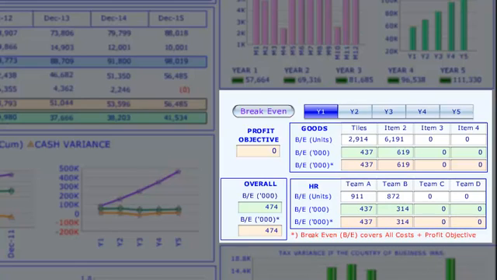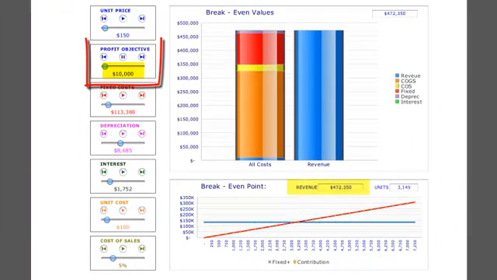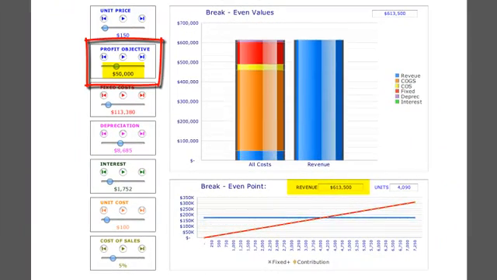The break-even point can be shifted from no profit, no loss by incorporating into the calculations the business's profit objective. In such a case, the question would be, how many units will I need to produce to achieve, say, $50,000 profit?